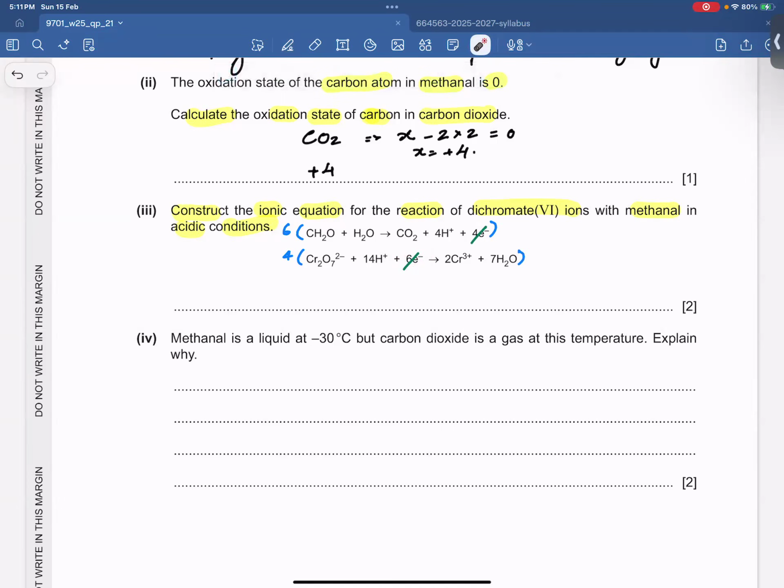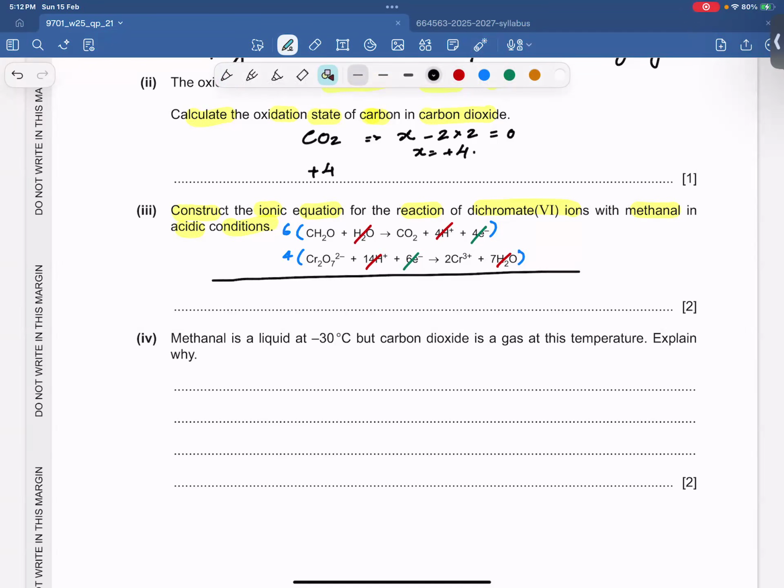Now look, we have 6 times 4, 24 hydrogen ions on the product side. We have 14 times 4, which is basically 56 hydrogen ions. My goodness. So technically we are cancelling 6 water molecules from this. Whatever is left, hydrogen ions also cancel out with each other. So whatever is left on the reactant and product side, we need to write it down very carefully.